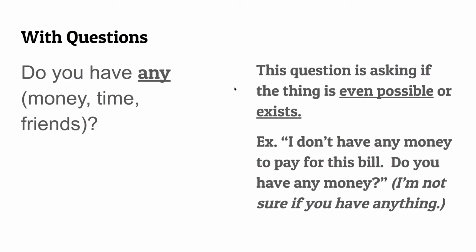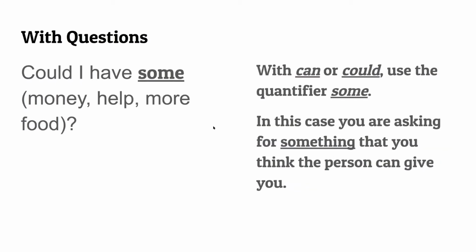So let's continue from there. In this case though, if I use the word some, notice how we might use the words can or could. Sergey, would you like to read the example here on the screen for us? The question on the left side. Could I have some money, help, more, food? Okay, so when we use the word some, notice we often use words like can or could. In this case, we're asking for something that you think the person can give you. So could I have some money? For example, maybe your son, Sergey, is like, can I have some money, Dad?